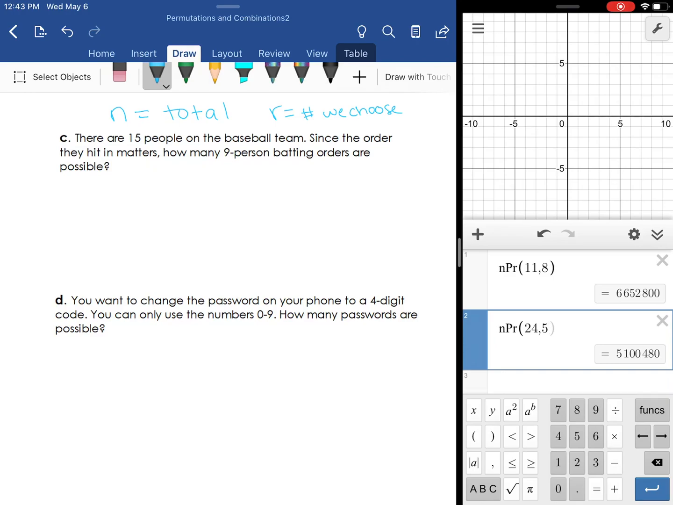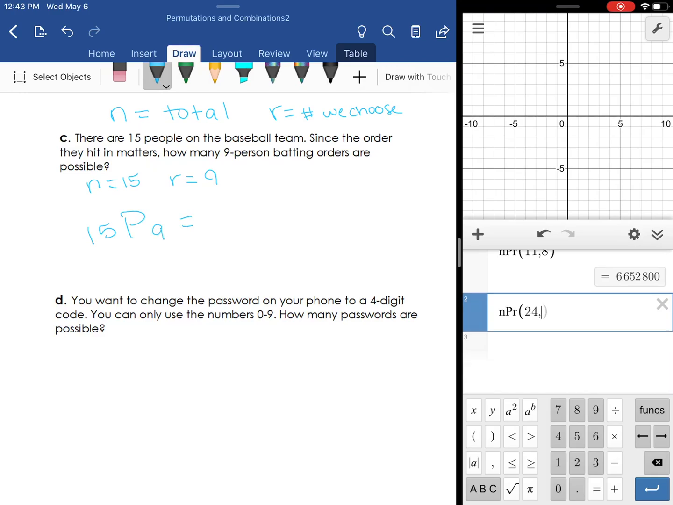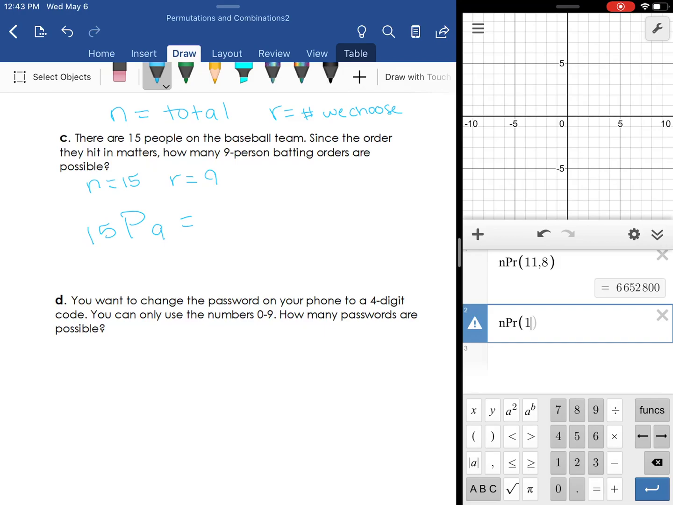Okay, so that's what we're looking at in situations. So for letter C, we have 15 total, and out of those 15, we're picking 9. So we want 15 permutations made up of 9 people. So I'm going to type that in. Here's my NPR. Here's my 15,9.